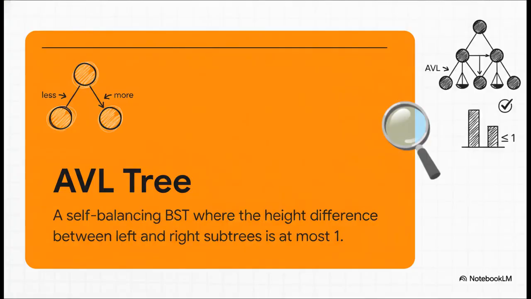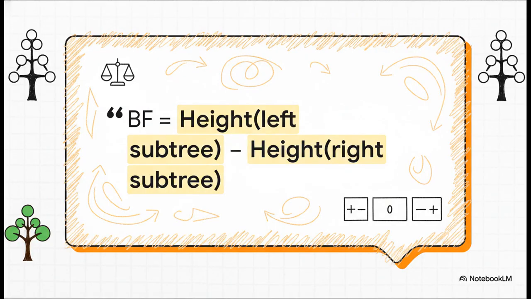Okay, so an AVL tree is still a binary search tree at its core. It still follows that left is less, right is more rule. But it adds this one crucial superpower. It is self-balancing. It is constantly checking itself to make sure that for any given node, the height of its left side and its right side are never more than one level apart. So how in the world does it do that?